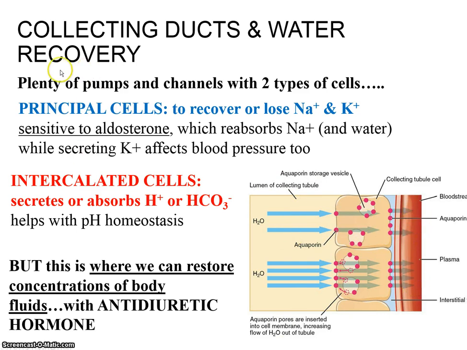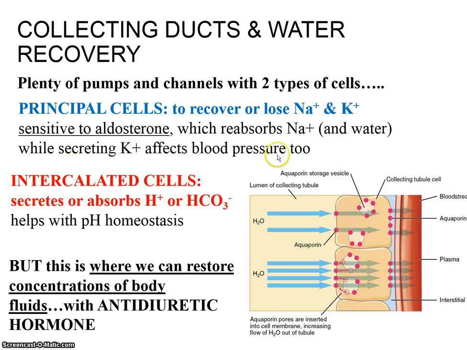So I say here, plenty of pumps and channels in these cells, with two types of cells. They're just showing you a generic cartoon, but two types of cells dominate here. There are the principal cells, which help us recover or lose sodium and potassium. These are generally also sensitive to aldosterone, just like the distal convoluted tubules were. So when aldosterone's around, the principal cells will help us reabsorb more sodium and secrete potassium.